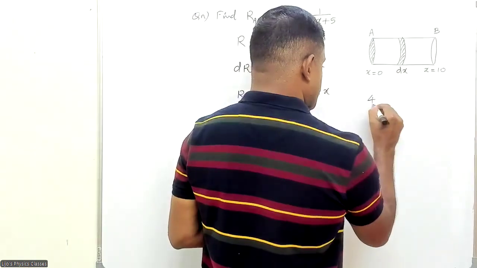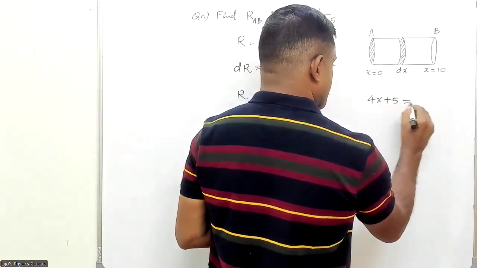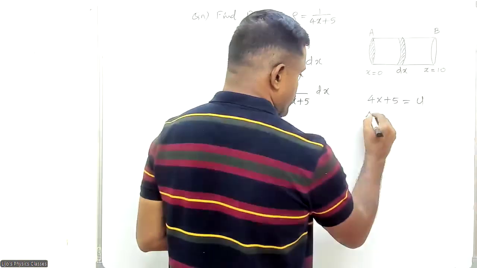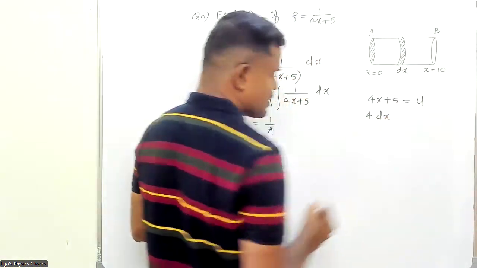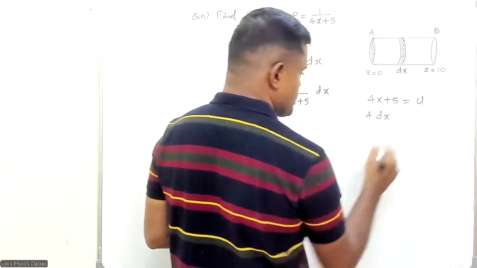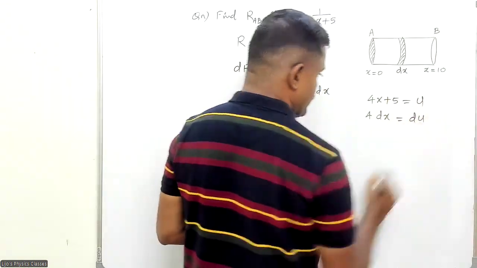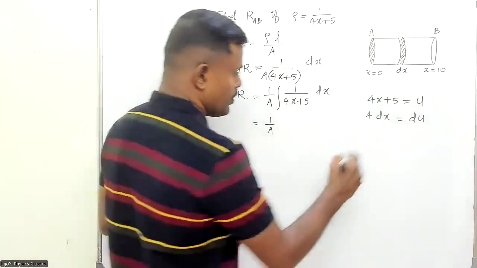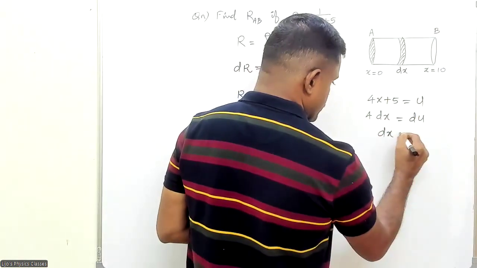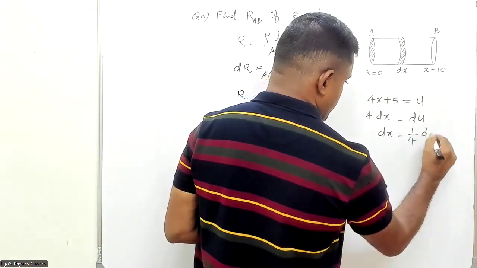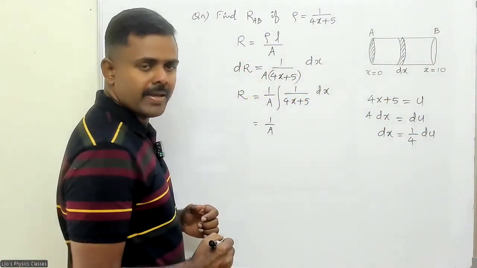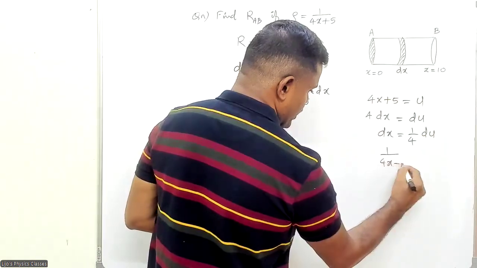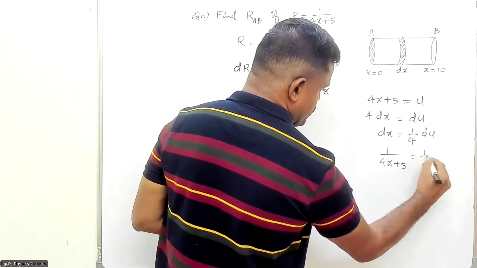I can substitute for 4x plus 5 as u. If you differentiate it, it is 4 into dx, differentiation of constant is 0. On the right side, I have du. Differentiation of u is du. So I can get dx here, 4 goes to the right side, that makes it 1 by 4 into du. And if you take the reciprocal of this, 1 by 4x plus 5 should be equal to 1 by u.